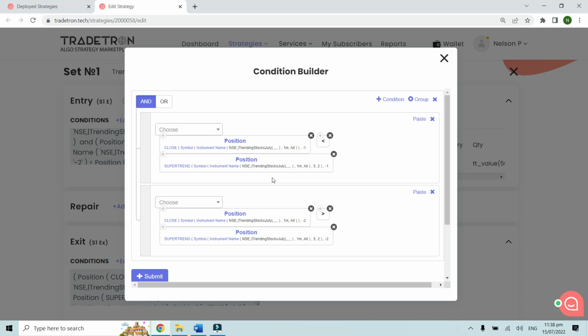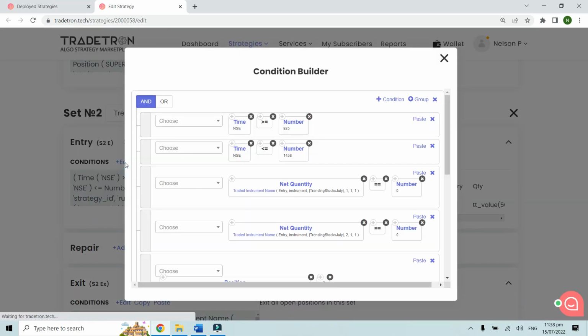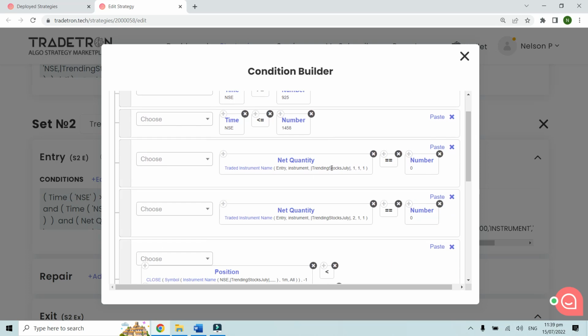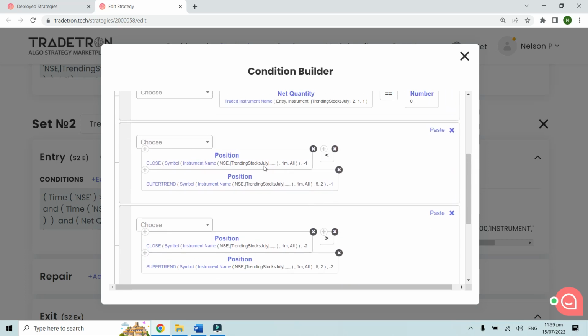Whenever there is a downside crossover, we are selling this. On the short side, in order to sell the stock one time, we have used the same entry condition as in the first set, where we are checking the time and also that the net quantity traded for instrument name 111 and 211 should be 0. And we are also checking that there is a downside crossover. That is, the exit of set number 1 will be the entry of set number 2. That is the downside crossover where close is less than the Super Trend in the -1 candle, and close is greater than the Super Trend in the -2 candle.